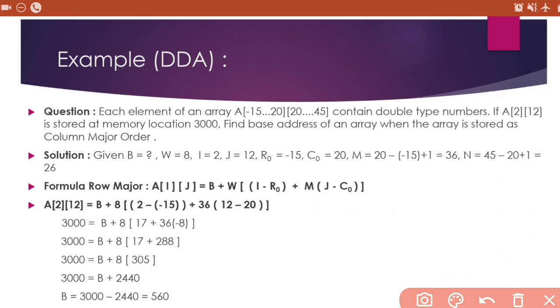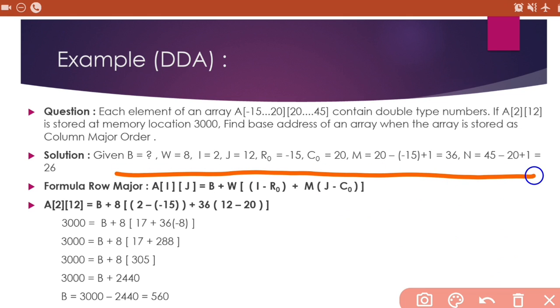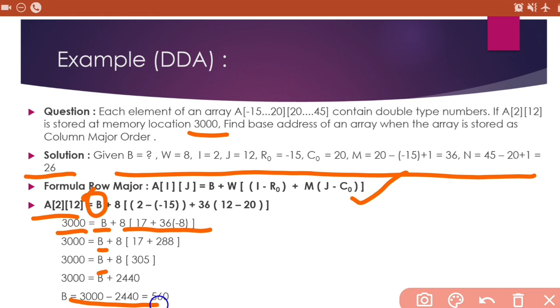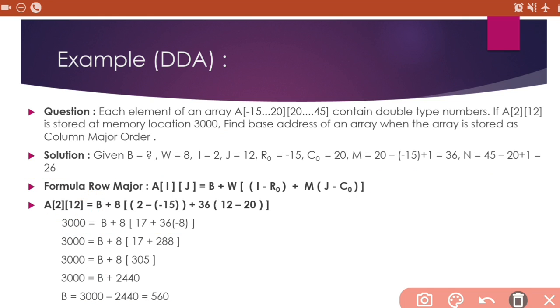And see, I'm placing all these values in the formula. I don't have the base address, so I've written B. But I have the address of A[8][12], so I'm placing 3000 in place of that address. Then I place each and everything, and now I am getting the value of B as 560. In this way you have to find each and everything.